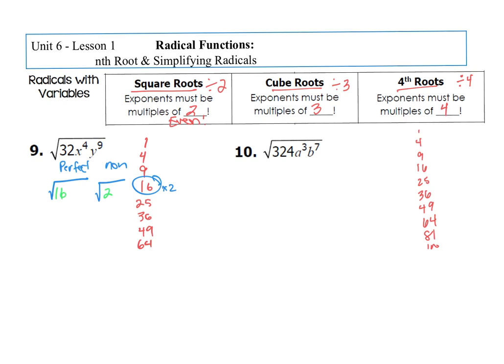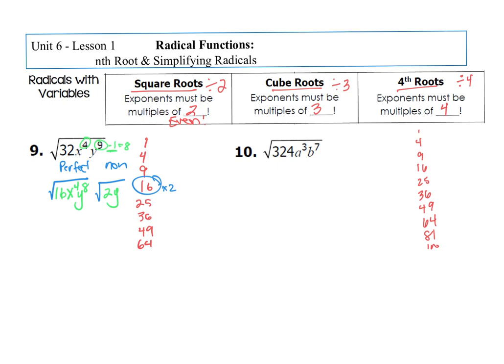Now remember, variables are perfect squares if they have even exponents. So x to the 4th is a perfect square, so I put that whole thing inside my first radical. Now y to the 9th is not a perfect square, but I want the biggest part of 9 that I can square root. So when you're doing square roots, you only have to say minus 1, because 9 minus 1 equals 8, which is a perfect square. So I'm going to put y to the 8th in my first house, and I had 1 left over, so it goes in the second house.